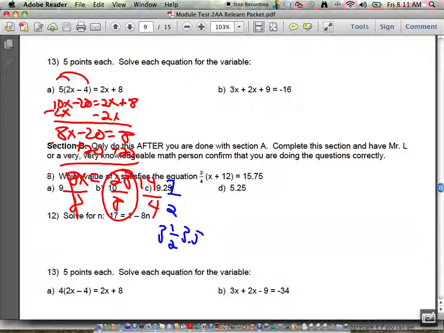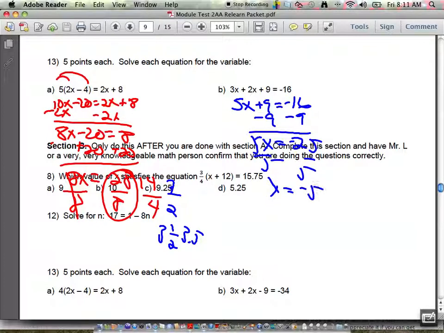Next, this is the same side situation. That's 5x plus 9 is negative 16, minus the 9. 5x is negative 25. Dividing by 5, x is negative 5.